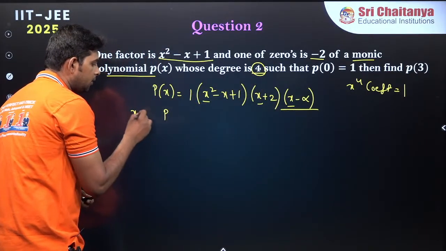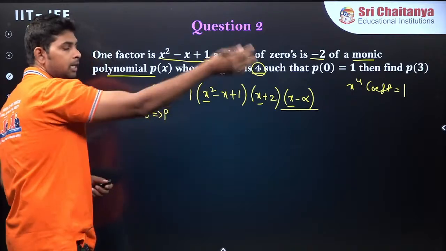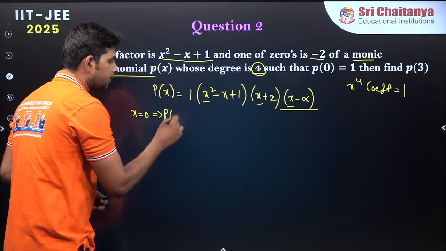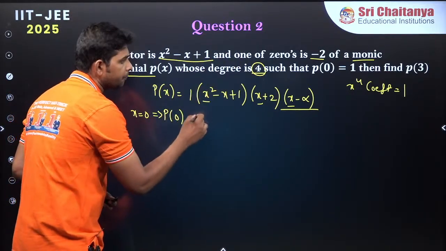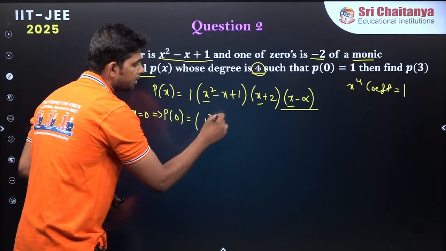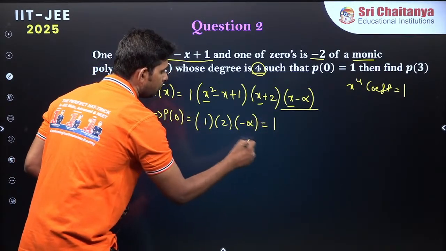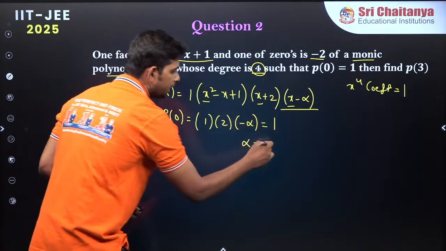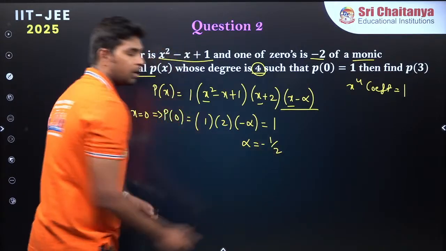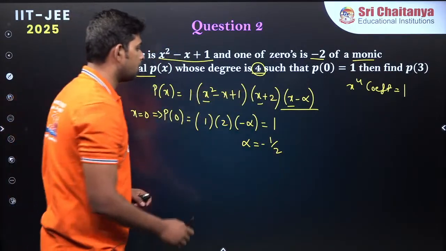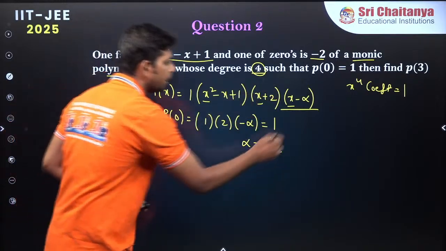To get the value of alpha, they have given that P of 0 is equal to 1. Let us plug in x equal to 0 in the entire equation, and that gives us P of 0 equal to, this is going to be 1 here, and this is going to be 2, and that is minus alpha, which is given by 1. So alpha must be equal to minus 1 by 2. Now you have got alpha equal to minus 1 by 2, you just have to plug in that value, then you are going to get P of x.